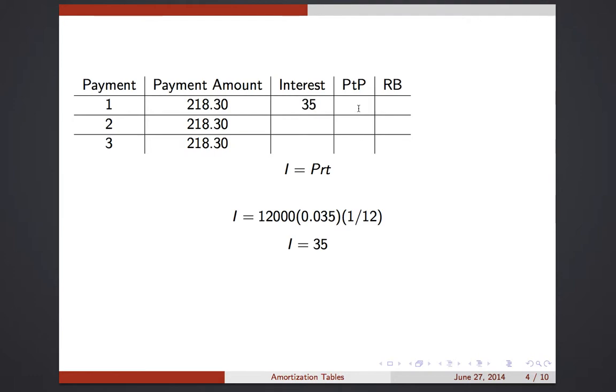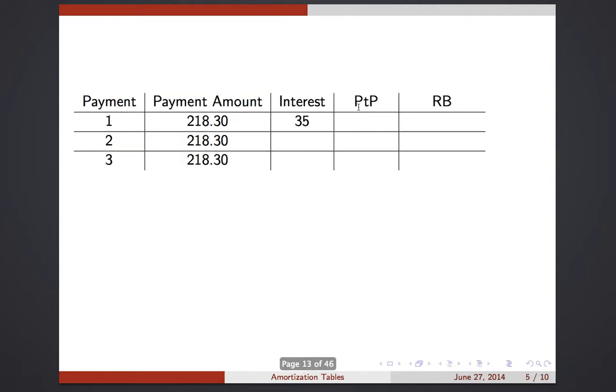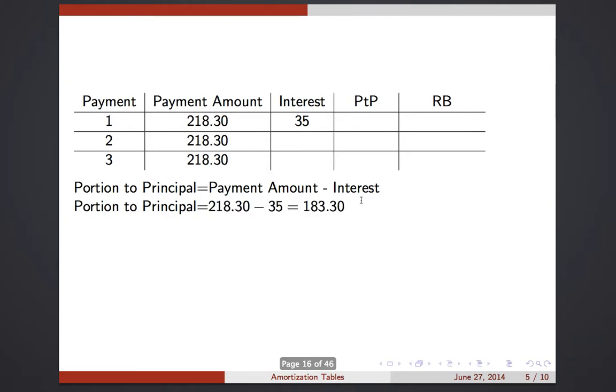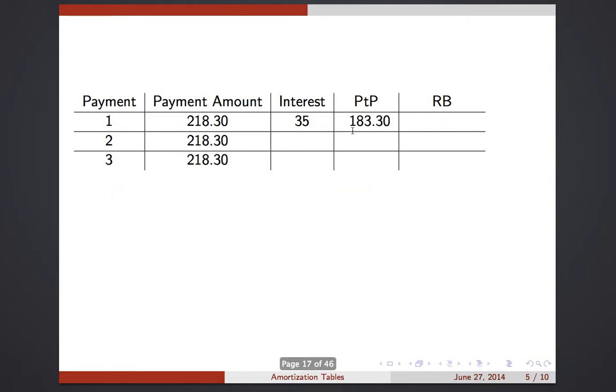Now, if you want to know how much goes to principal, well, whatever is left over from this check after the bank pockets the interest, that's how much goes to principal. So this equation is always true. The amount that goes towards paying down your loan is your payment amount minus the amount of interest they took out. So it's whatever's left over after they take out interest. In this particular box up here, 218 is the payment amount. They kept $35. What's left over is $183.30. So that's what goes right there.